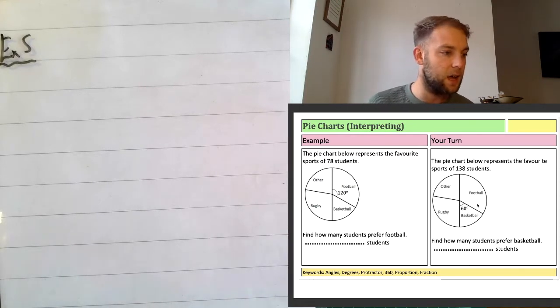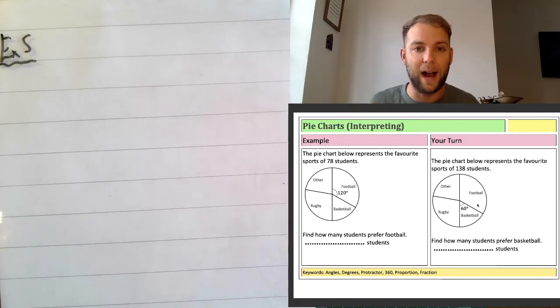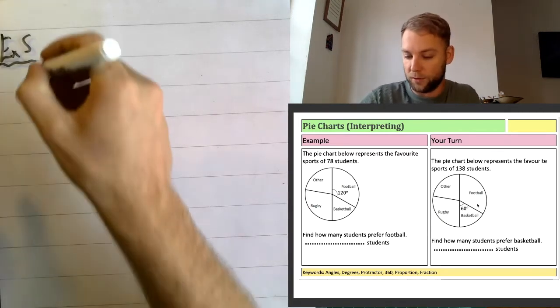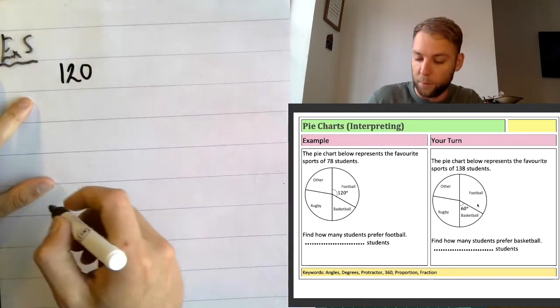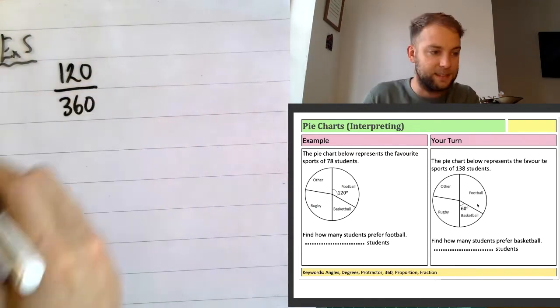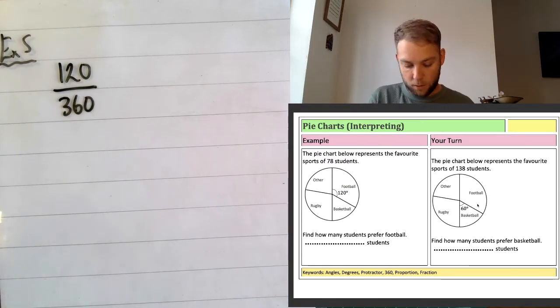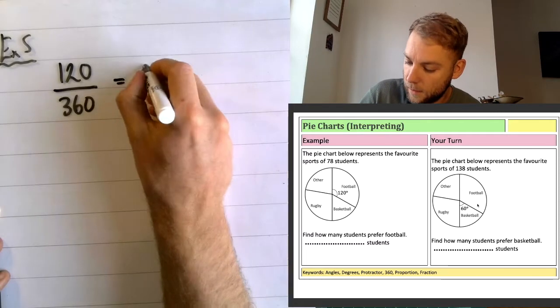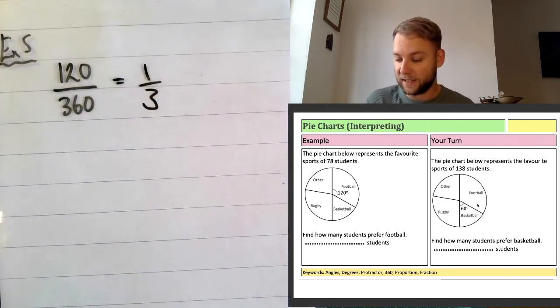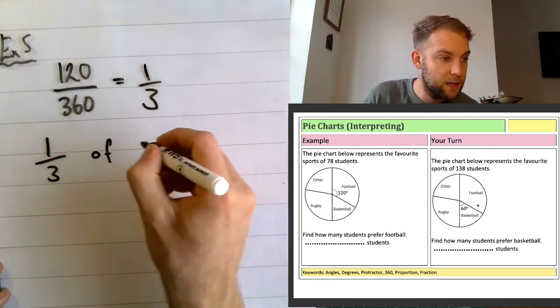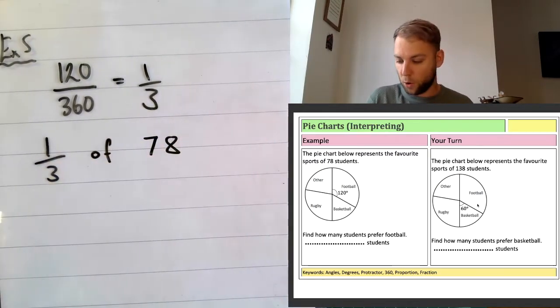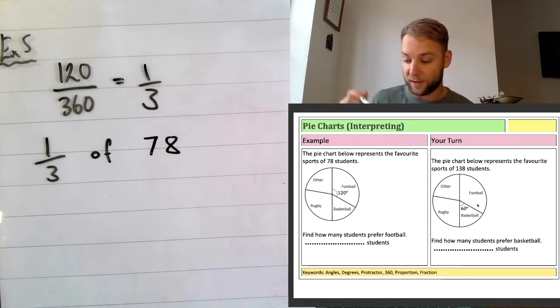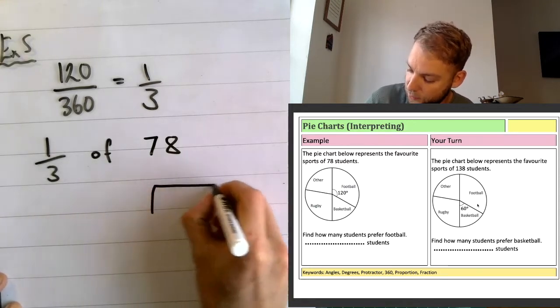The first thing that I always do with this is I write down the proportion of footballers. So in this case, it's going to be 120 for football out of the full turn, which is 360. Super. So I can simplify that: 120 over 360, which is a third. So what I need to do here is find a third of 78, and you can do that one of 2 ways. Divide 78 by 3, or you can do 1/3 times 78. I'm going to divide it by 3.